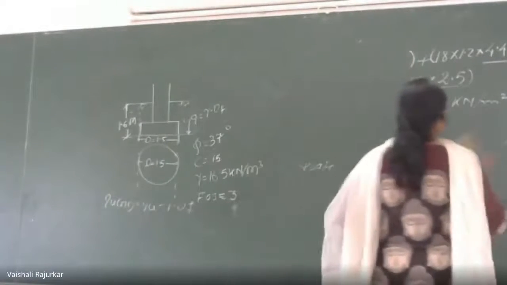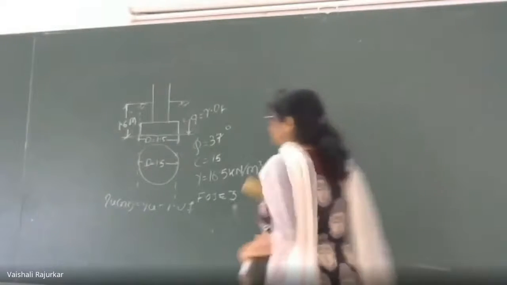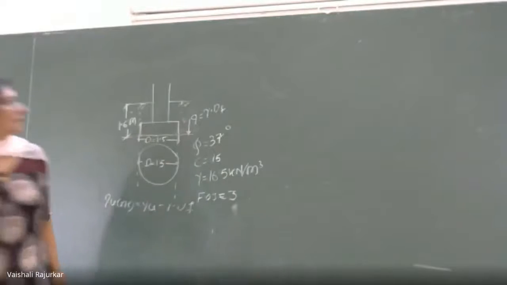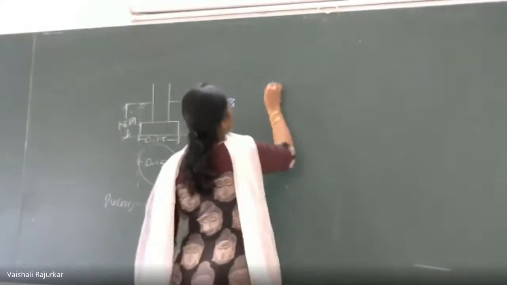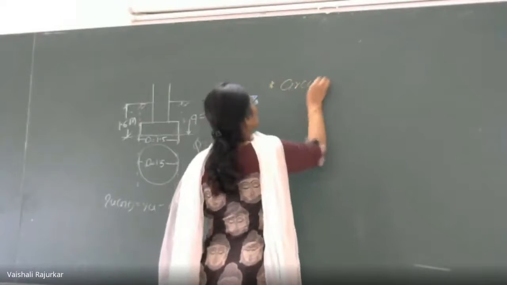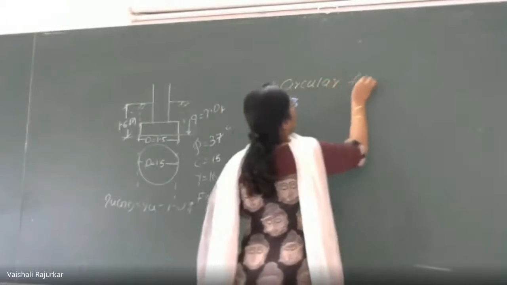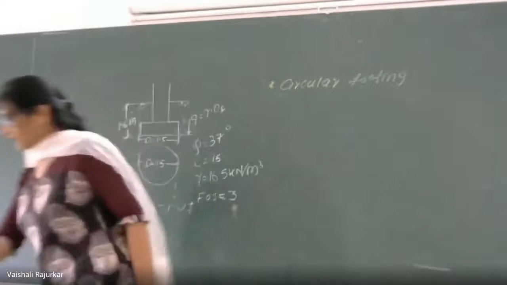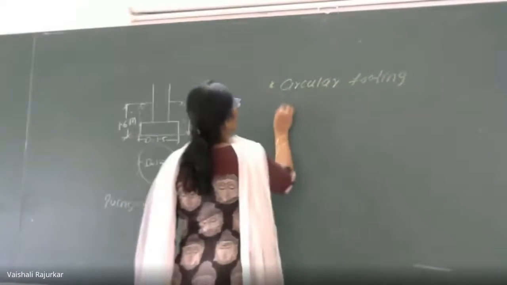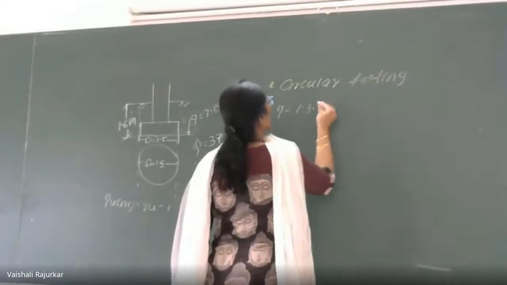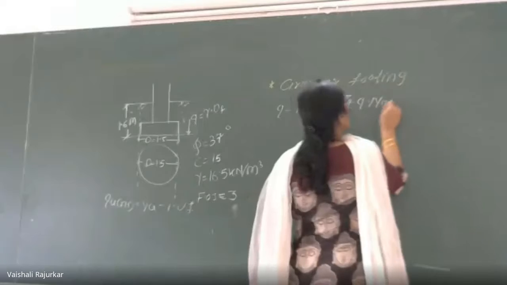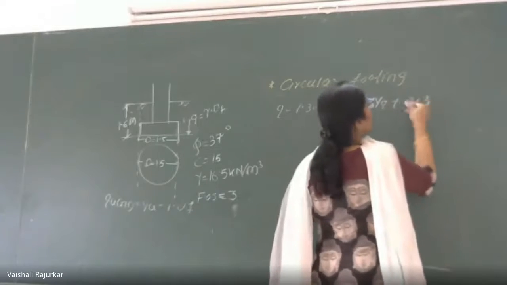Now the footing is a circular footing. So what is the equation for a circular footing? Circular footing: qu is equal to 1.3 c Nc plus gamma Df Nq plus 0.3.